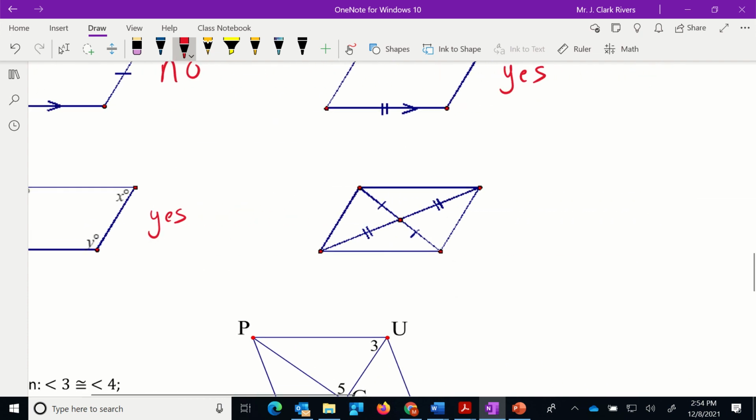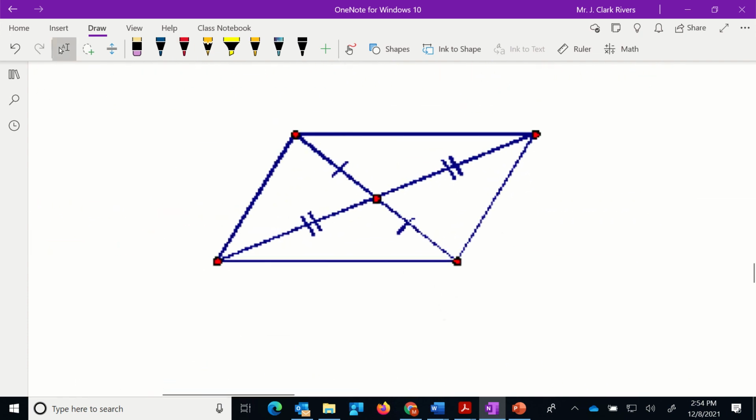You can shut the blinds if you need to. And then on this one, what do you think? Yes or no? Yep, Violet, why?